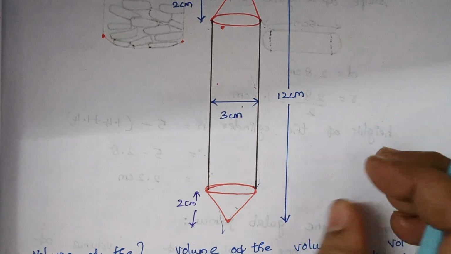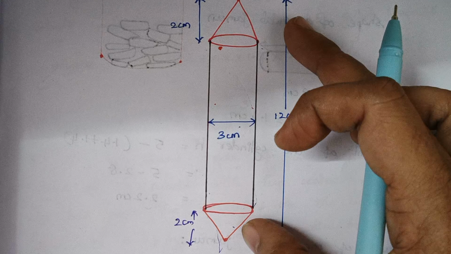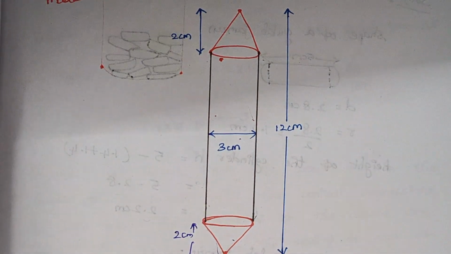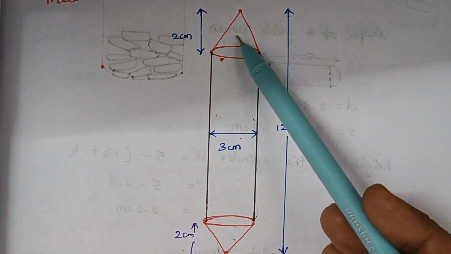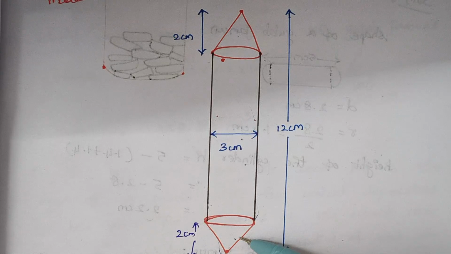So we need to find the volume of this design. So obviously what will we do? We will calculate volume of all these three things, right? Volume of the upper cone, volume of the cylinder and volume of the lower cone, right?